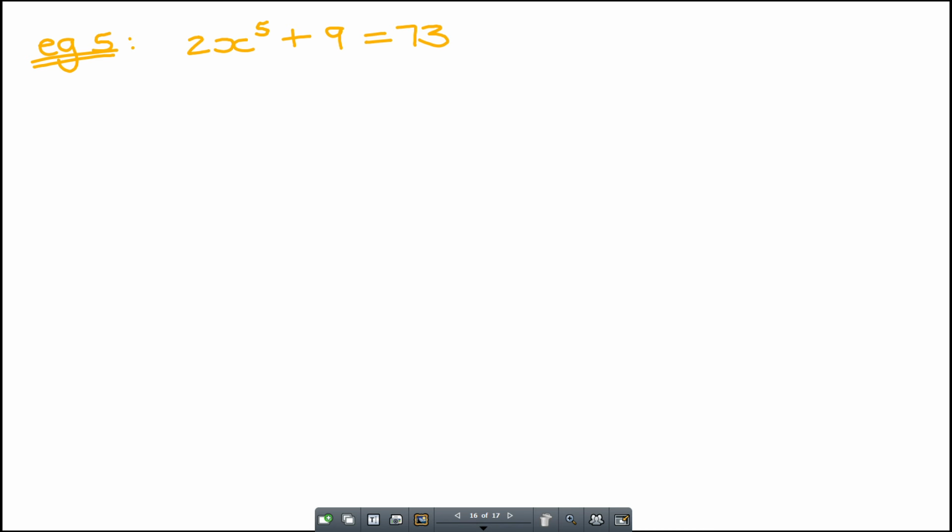Unknowns to the left, normal numbers to the right. After that, coefficient, and lastly, exponent.